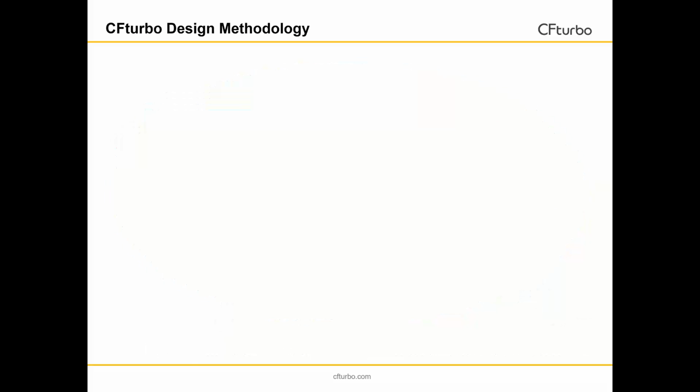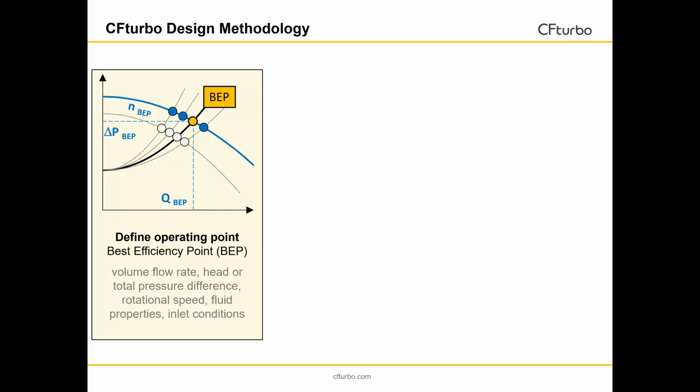Right. Thank you, Metin, first, and thank you, Chelsea, for the introduction. So I will continue now with CFturbo itself, with the technical part. And first, I have some words on the CFturbo design methodology. The input is pretty simple. You have to put in your duty point or design point. In most cases, this is the best efficiency point of the machine, which is characterized by volume flow rate or mass flow rate, head or total pressure difference, a rotational speed, and the inlet boundary conditions.